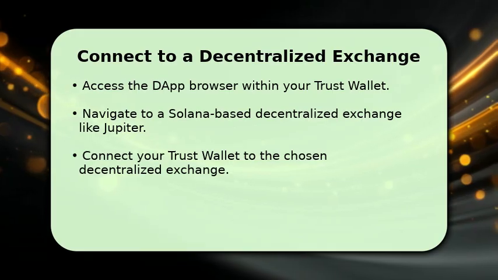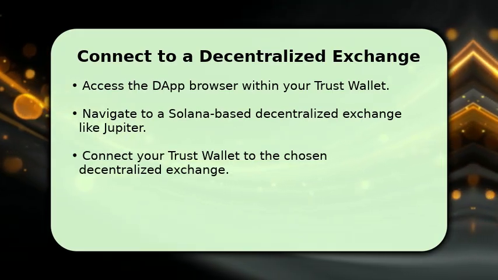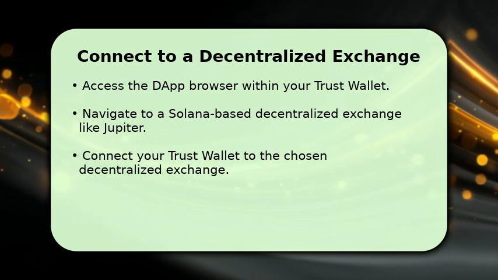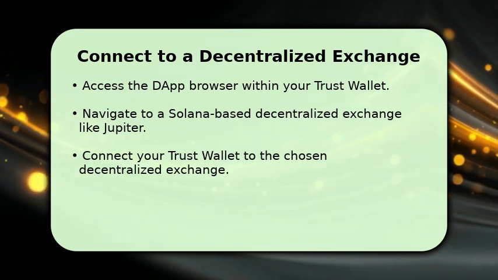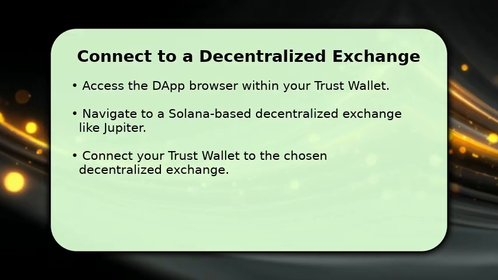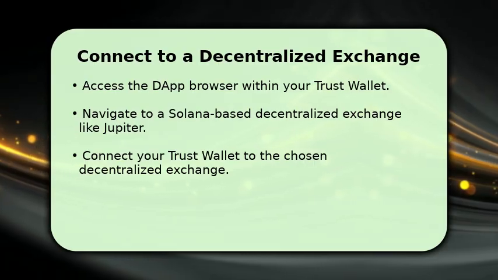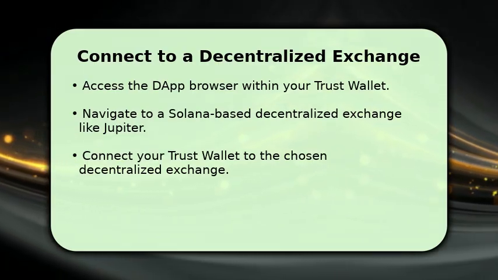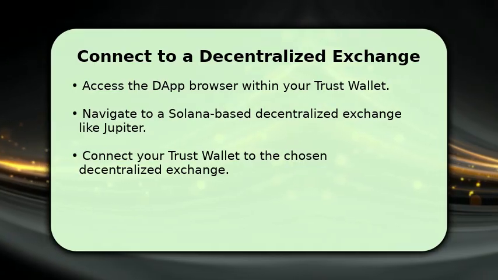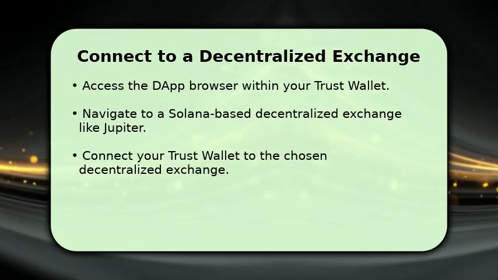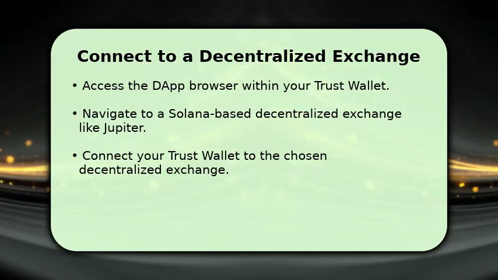Now, let's move to the exciting part: swapping for ZBCN. Open the dApp browser within your Trust Wallet and navigate to a Solana-based decentralized exchange, such as Jupiter. Once on the exchange, connect your Trust Wallet. It's vital to find the official ZBCN token contract address to ensure you are trading the correct asset. Always double-check this address to avoid any potential scams or incorrect token purchases.